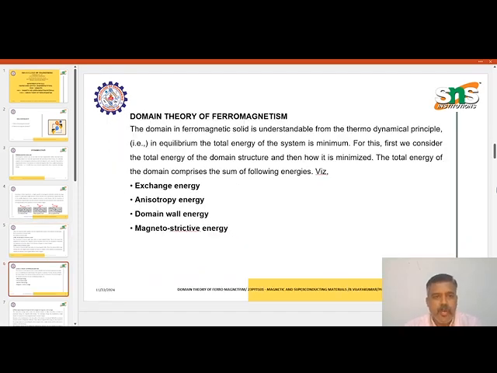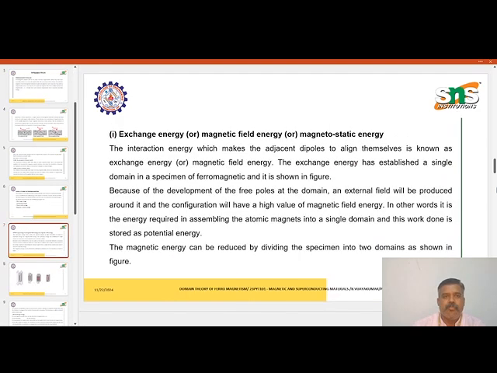The domain theory of ferromagnetism is based on four types of energy: exchange energy, anisotropic energy, domain wall energy, and magnetostrictive energy. These four energies are involved in each domain and in each ferromagnetic material. The first one, exchange energy or magnetic field energy, is the interaction energy of adjacent dipoles to align themselves. It is known as exchange energy or magnetic field energy.